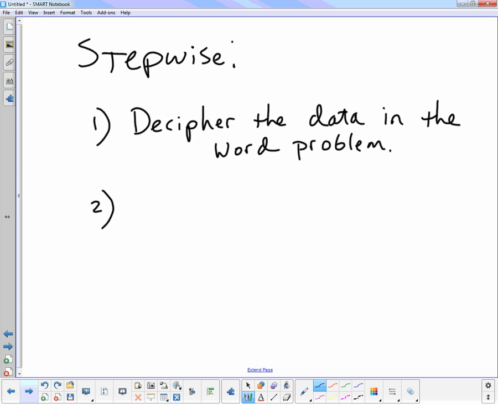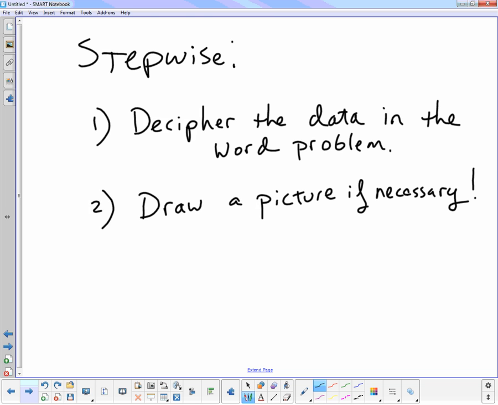2, draw a picture. Drawing a picture will often help you. There's a geometry in these problems. There's a lot of geometry in these problems, so drawing a picture is very critical in a lot of cases.